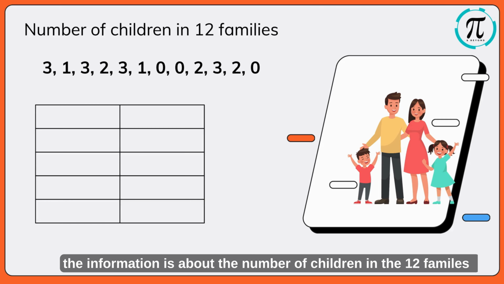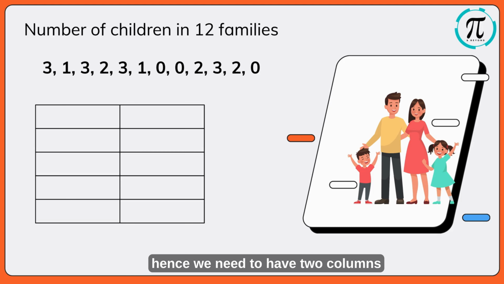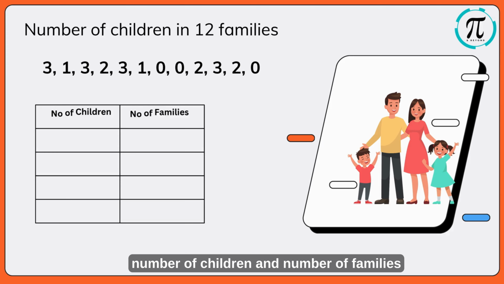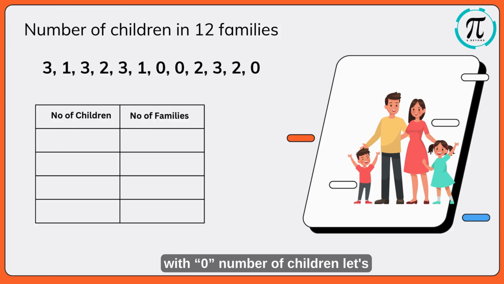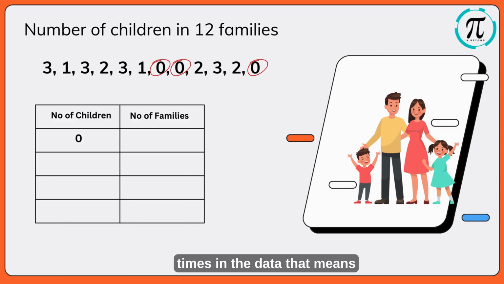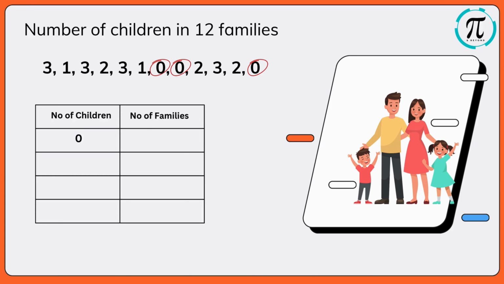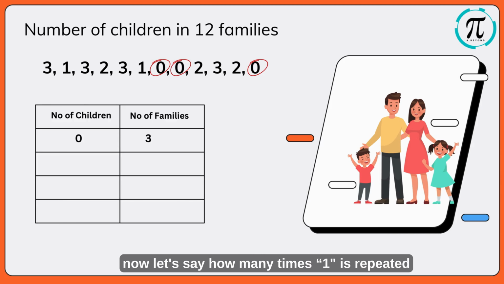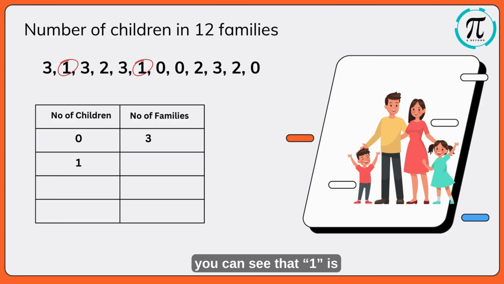Here the information is about the number of children in the 12 families. Hence we need to have two columns, number of children and number of families. So with zero children, let's find out how many families have zero children. You can see that zero has been repeated three times in the data. That means there are three families having zero children. Now let us find out how many families have one child. You can see that one is repeated two times. That means there are two families having one child.